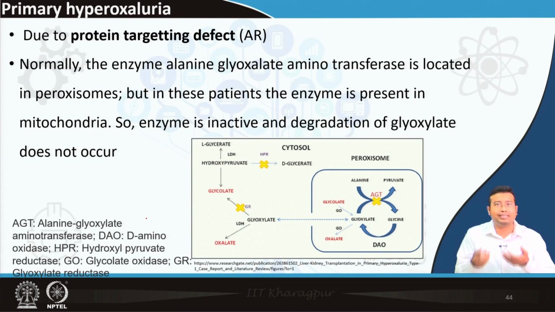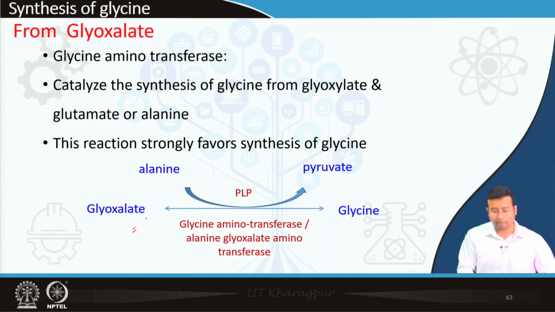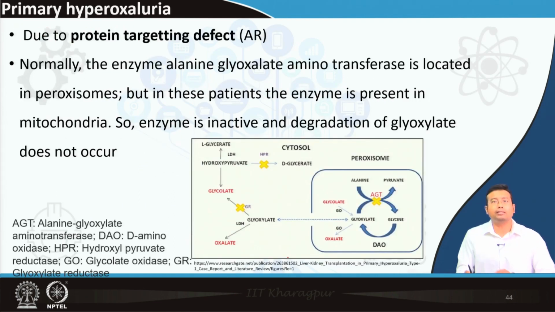If the enzyme aminotransferase is inactive, this reaction cannot occur, so glyoxylate cannot be converted to glycine. Moreover, in animals some glycine is actually oxidized spontaneously to glyoxylate. All of this leads to conversion of glyoxylate to oxalate by the enzyme glyoxylate oxidase.